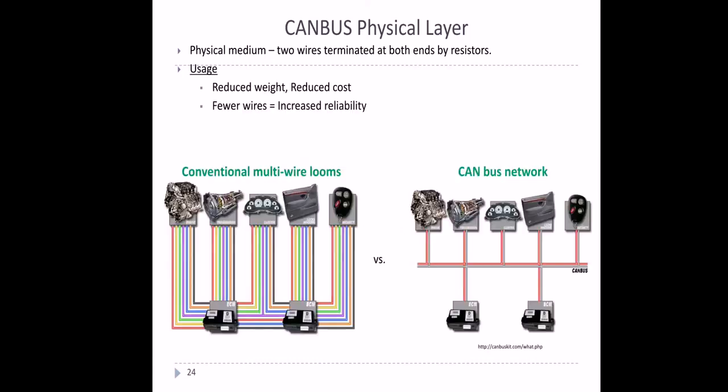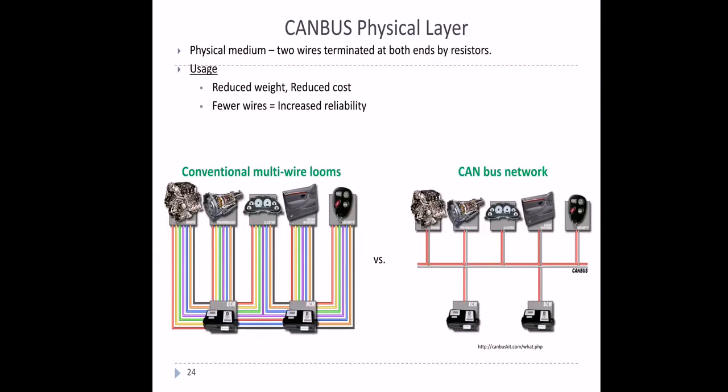Here again, getting back to the CAN physical layer. This is the reference we have taken, canbuskit.com, and that is the attribution we have given. It's a physical medium, two wires terminated at both ends by a resistor, as we have seen. Let's see it in a more simplified way. The main usage of this is to reduce weight, reduce cost, use fewer wires, and increase reliability. Here we see the conventional multi-wire looms.